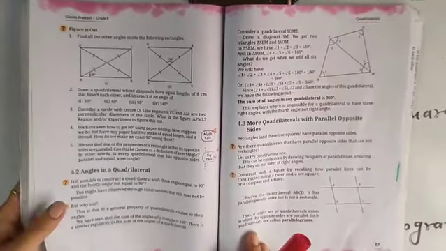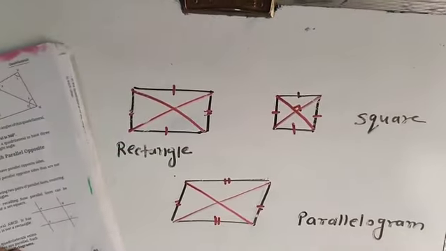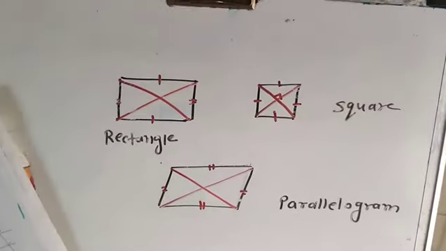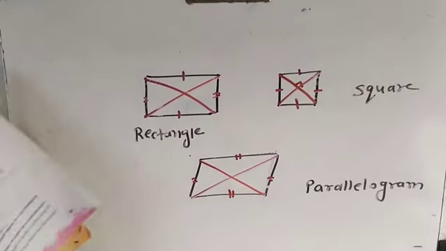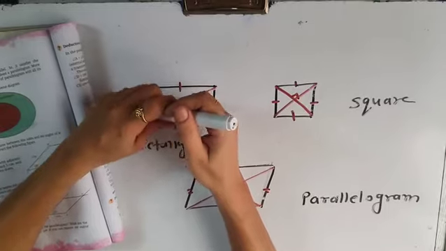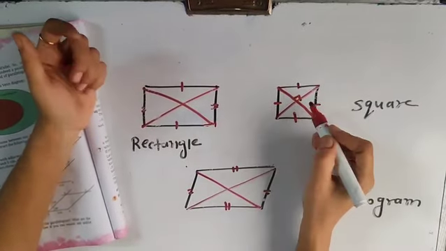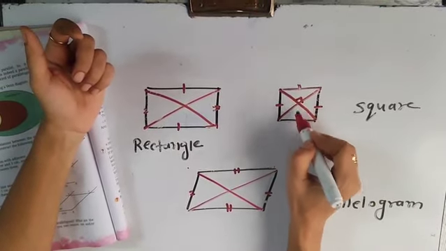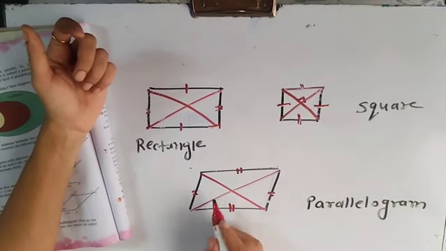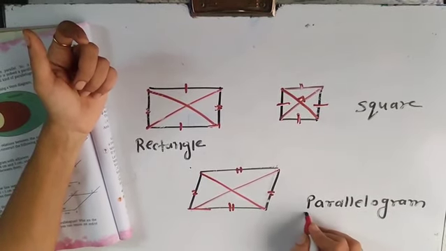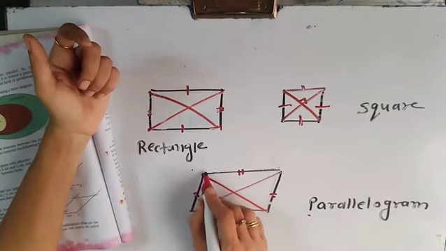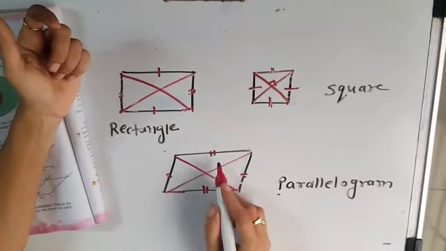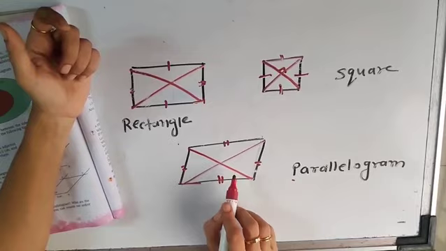So see here, we already know that in rectangle, opposite sides are parallel to each other and they are equal to each other. In square also, opposite sides are parallel to each other and they have equal length. Now the third type is parallelogram. In parallelogram again, opposite sides are equal and they are parallel to each other.